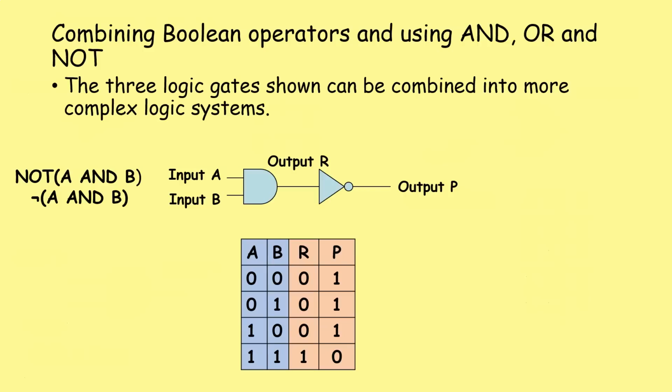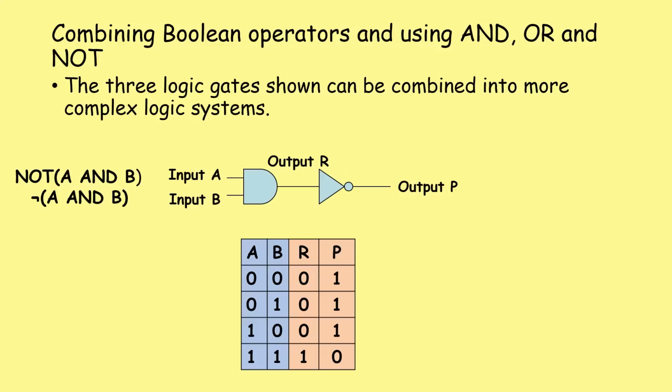These 3 logic gates can be combined into more complex logic systems. So here we've got NOT (A AND B). We've got A and B going into the AND gate. That's being fed through a NOT gate to reverse the output. What would the truth table be like? Well, here we've got A and B, and then we've got R, which represents the output of A AND B, and then we're going to negate that with the NOT gate for output P.